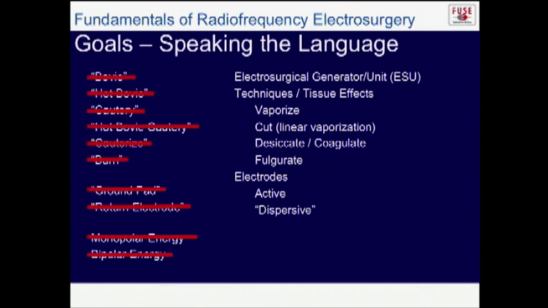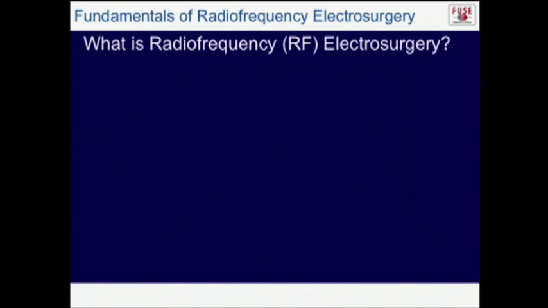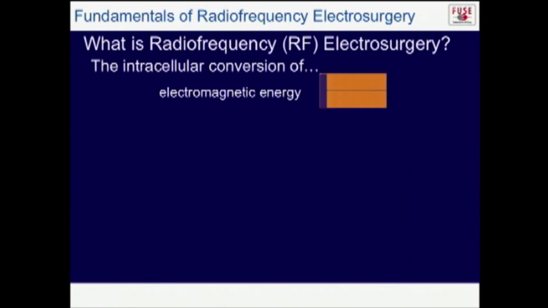Electrodes. There are active electrodes and there are dispersive electrodes. And there are no return electrodes, there are no ground pads, and we'll explain why. And there's no monopolar or bipolar electrosurgery, there are just monopolar or bipolar instruments, and hopefully we can explain that for you as well. So what is radiofrequency electrosurgery?